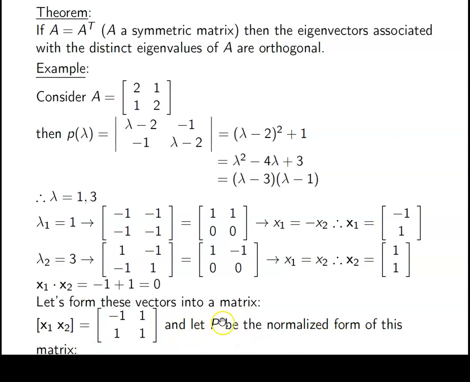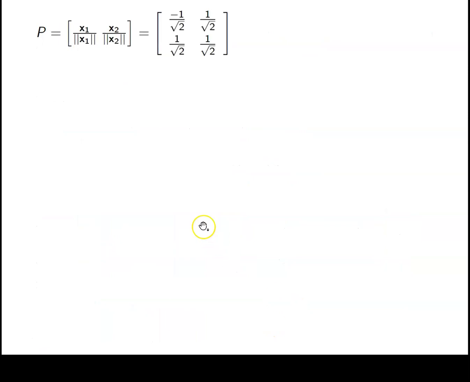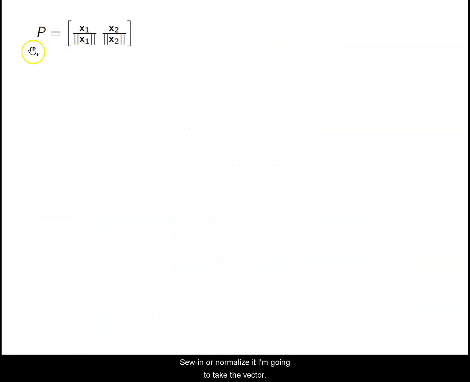We're going to call this new matrix P. So what I'm going to do is normalize this vector and this vector. Again, remember, normalize means I'm going to make it have a length of 1. So I'm going to normalize each vector here. In order to normalize it, I'm going to take the vector and divide it by its own length. Take the vector and divide it by its own length. So that'll give me a new matrix that looks like this.